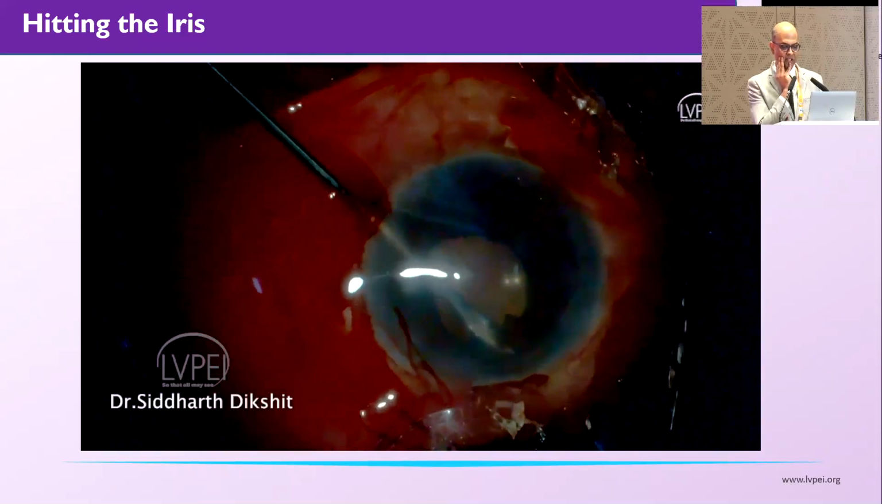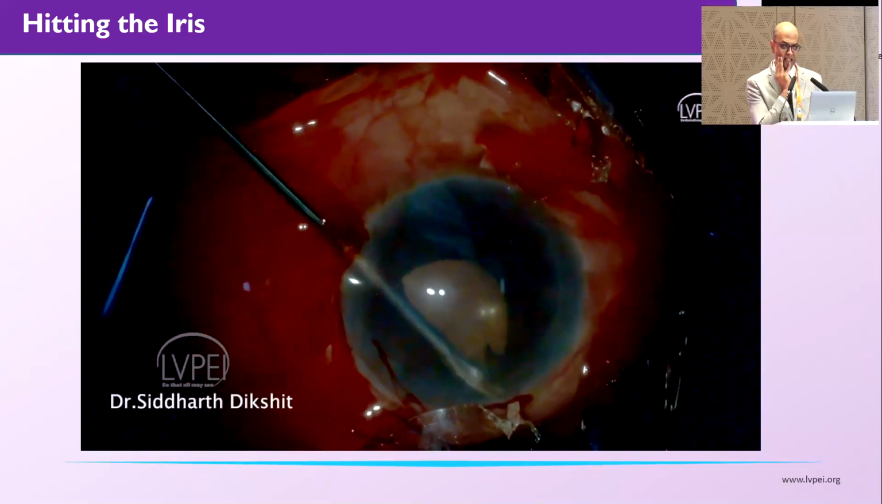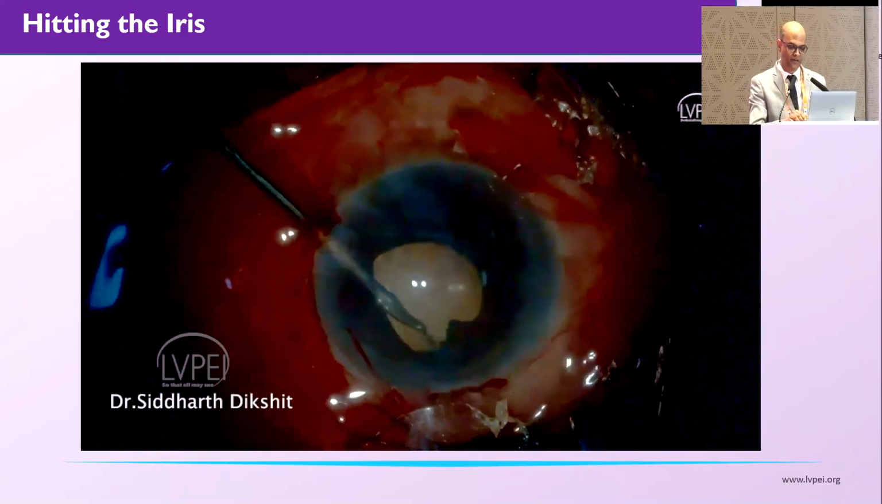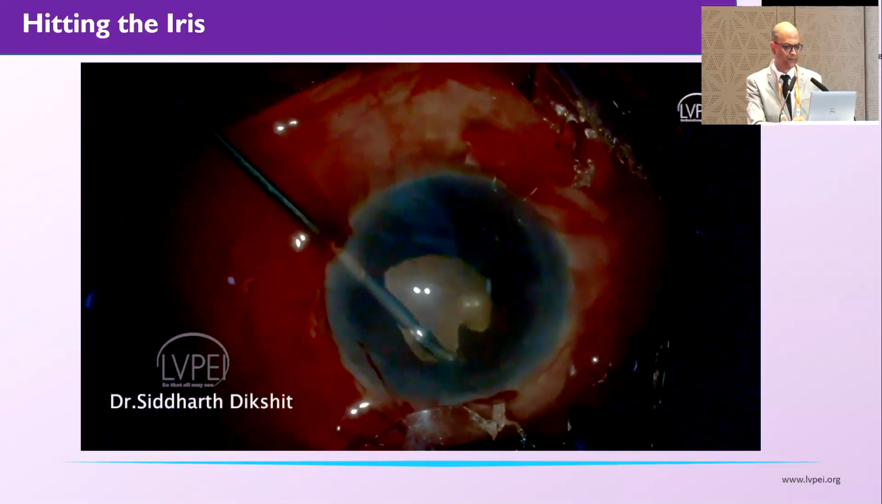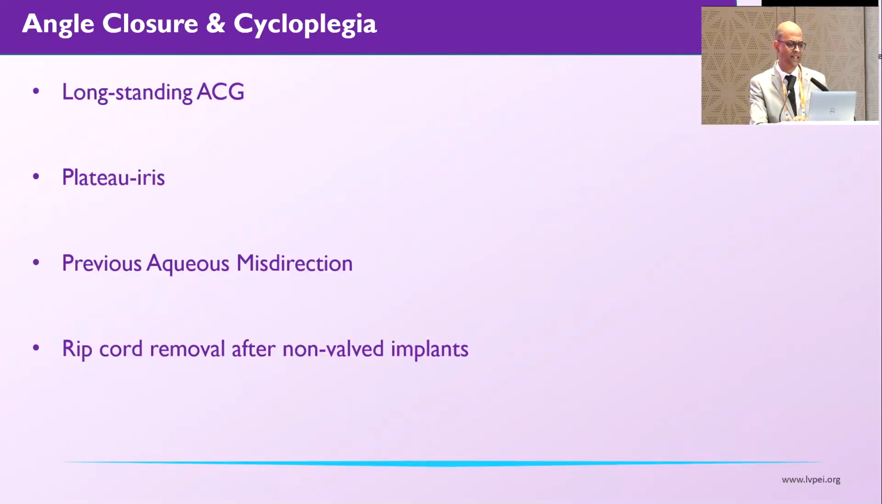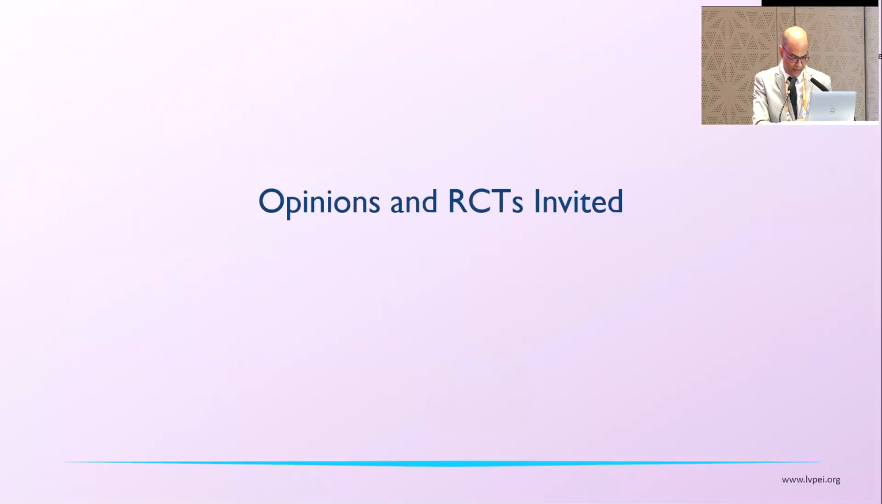The tube hitting the iris may not always be avoidable if there is extensive PAS. Also, a lot of eyes like long-standing angle closures, patients with plateau iris, patients who have had previous aqueous misdirection, and if you have a non-valved implant and you are removing the ripcord, may have shallow ACs, which may predispose to aqueous misdirection. So do not forget strong cycloplegia with atropine, and probably combine it with Combigan plus.